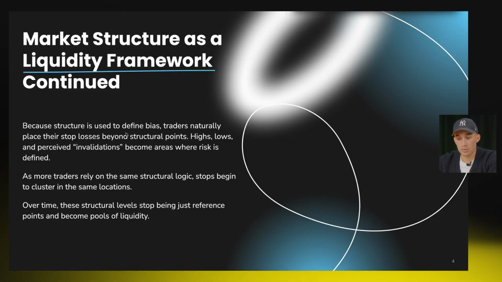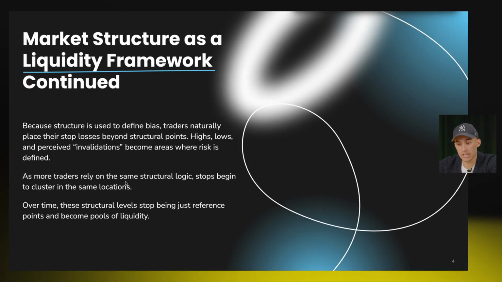Market structure as a liquidity framework, continued. Because market structure is used to define bias, traders naturally place their stop losses beyond structural points. Highs, lows, and perceived invalidations become areas where risk is defined. So anyone in here right now that is a structure trader, or you did in the past, you probably realize now or in the past that usually there's times where you'll take a trade based off a structural point, and then it ends up running that structural point and then just continues in your intended direction, okay? That's the moves I'm looking to catch, okay? When those structure traders are confused and they're like, oh, my sell got taken out as a loss, but the market continued selling off. Okay, those are the moves I'm usually looking for.